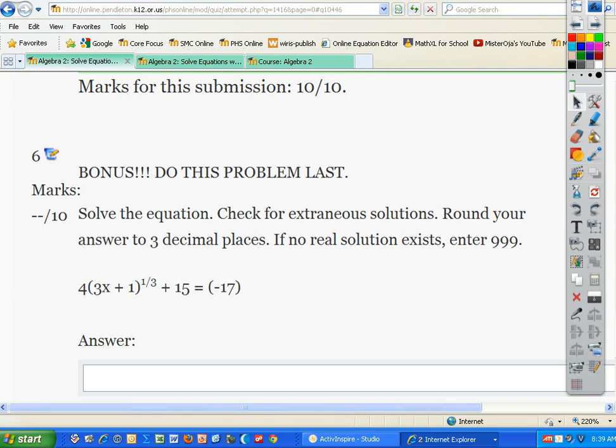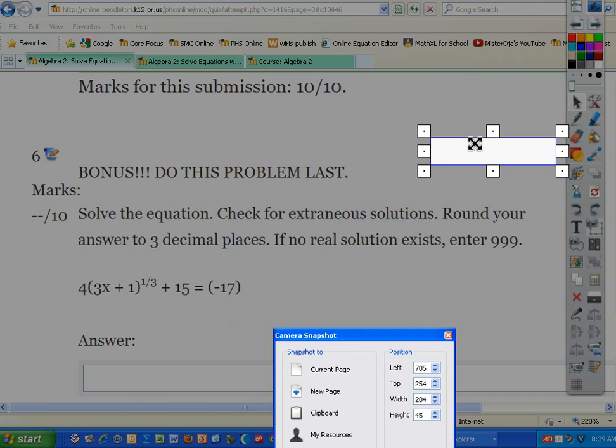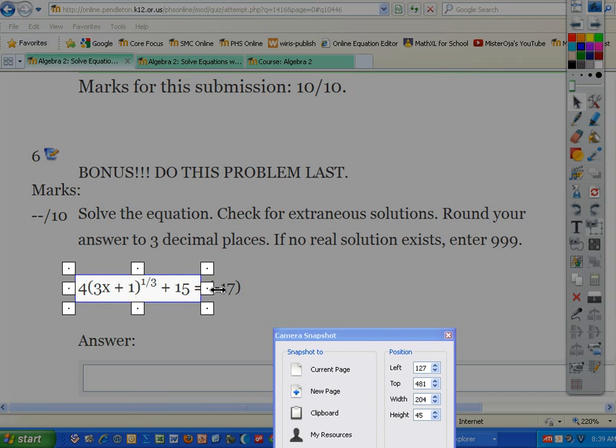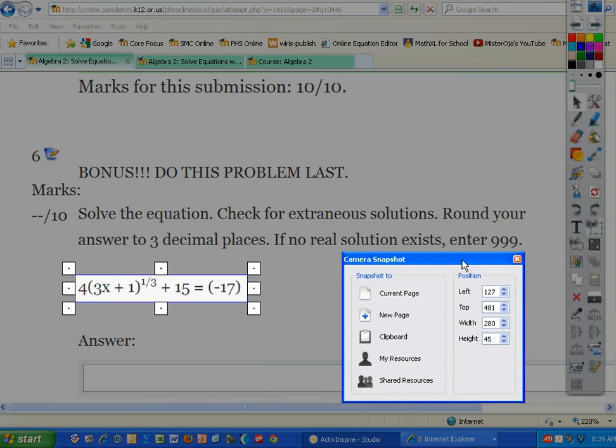This one was a bonus because I meant it to be really hard, but it's not that bad. Before you start, don't just jump into it. Take a second like we do in class and just rehearse. What are the steps I'm going to go through to isolate the x?